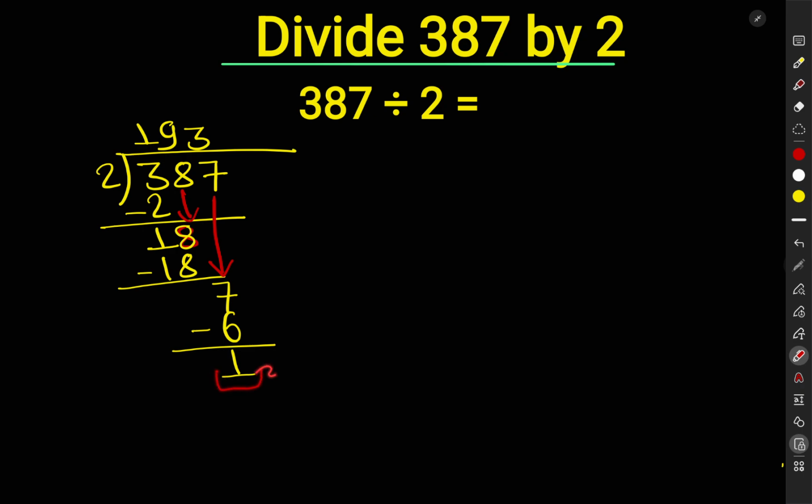So now this 1 is less than 2 and there is no other number beside. So we put here a decimal so that we take 0. So now it is 10, and 2 times 5 means 10. On subtracting we get 0.